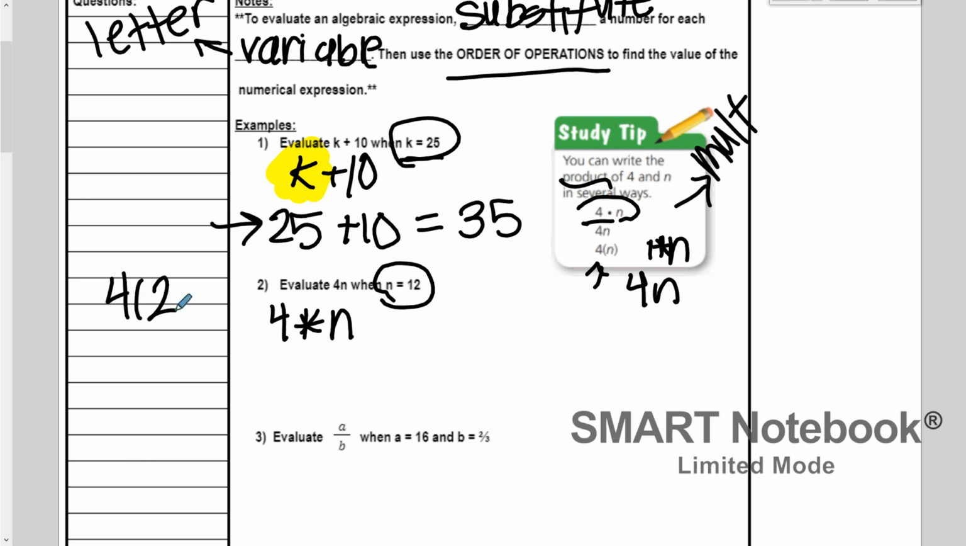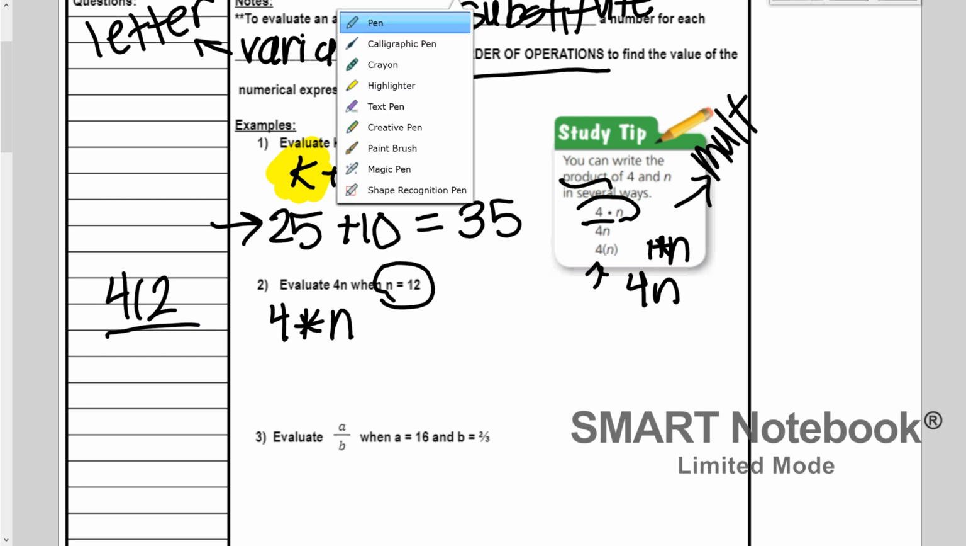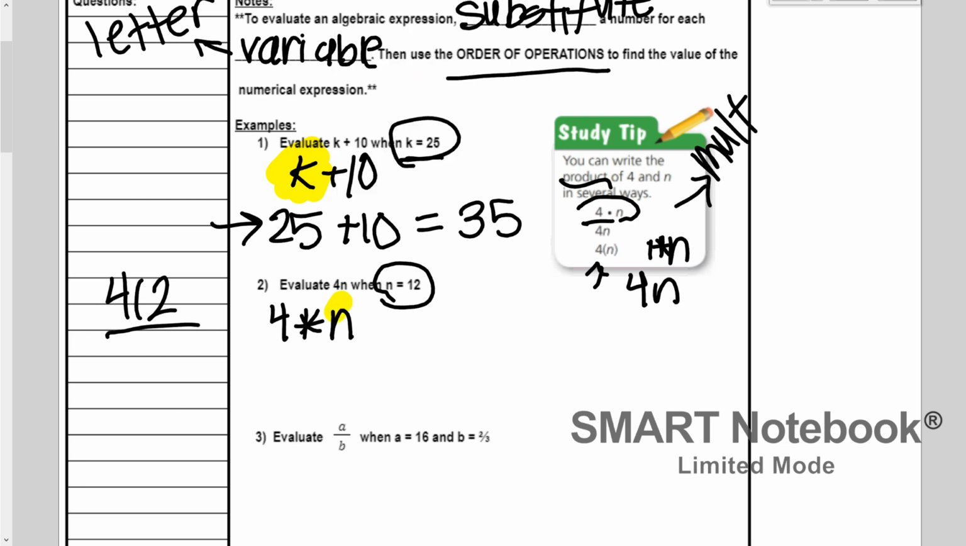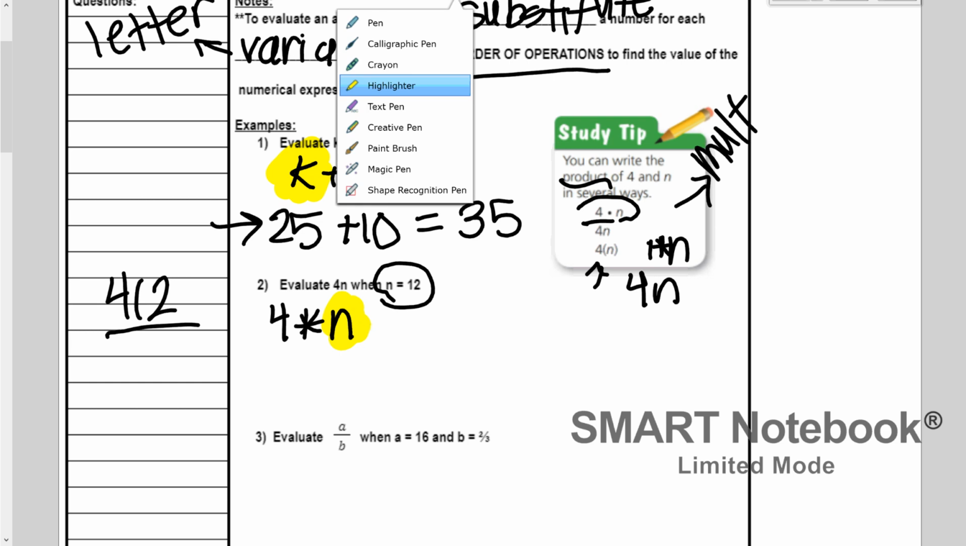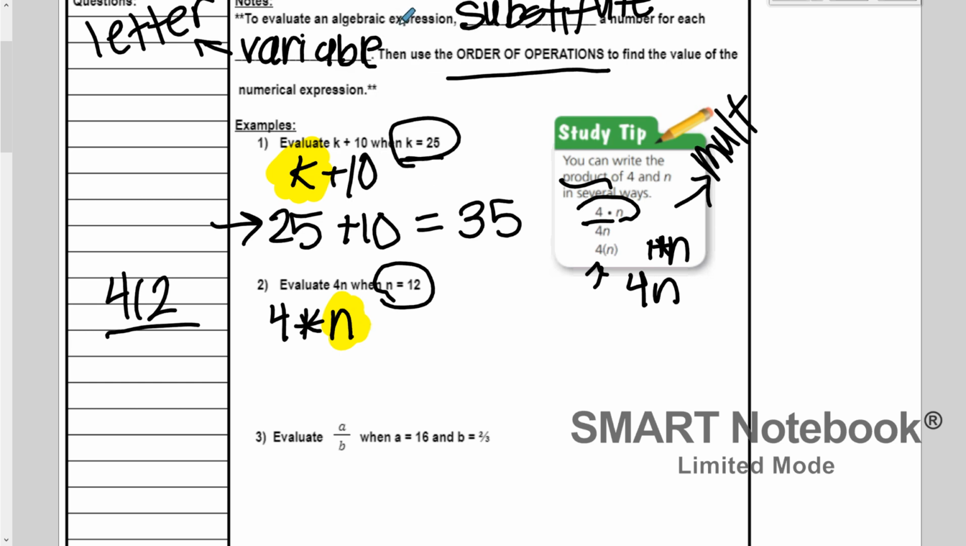Okay, without putting the times sign in or the multiplication sign, because if we just put the 12 in next to the 4, it becomes 412. That's not what we want. We want 4 times n. So here we're going to substitute in our n for the 12. Okay, so we're taking out the n, we're putting in a 12.